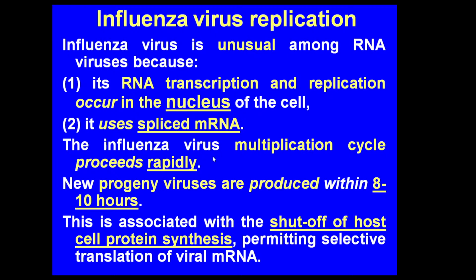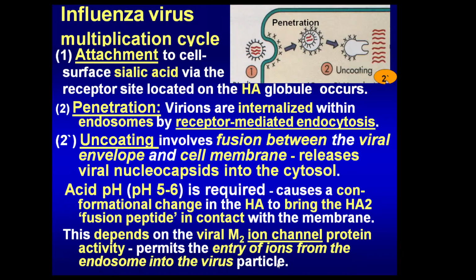Usually influenza virus multiplies very rapidly, and it is believed that new viruses are produced within 8 to 10 hours. That's why the incubation period of this virus infection is very short, from 6 to several hours, really several hours, that's possible. Usually the replication of the influenza virus is associated with the shutoff of host cell protein synthesis, permitting selective translation of viral mRNAs.